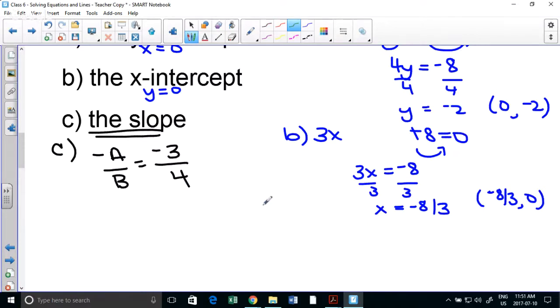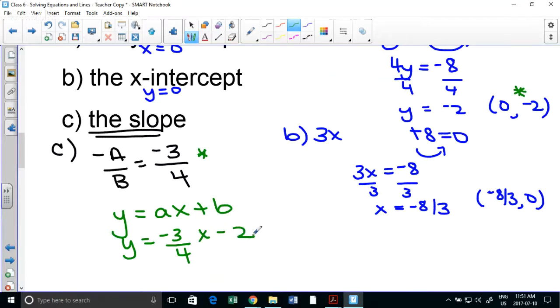Now, if I wanted to write this in functional form, just as a side note, I have y equals ax plus b. Well, I just solved for my slope, which is negative 3 over 4. I solved for my y-intercept, which is negative 2. That's functional form.